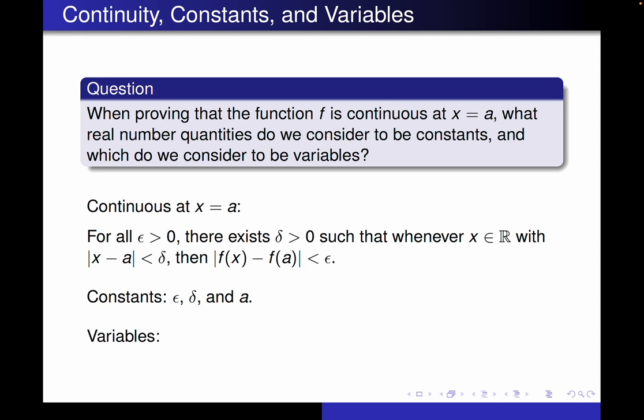And if we looked at x and f of x, those could definitely vary, right? X could vary. It could be any number that makes absolute value of x minus a less than delta, and that's a ton of numbers. And then, of course, f of x varies as well because x varies.